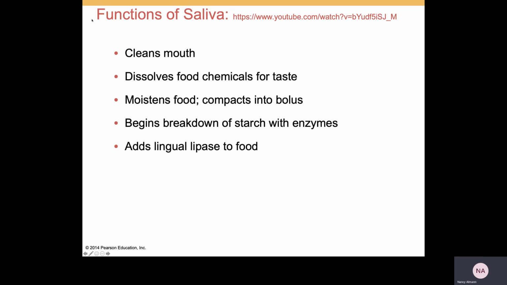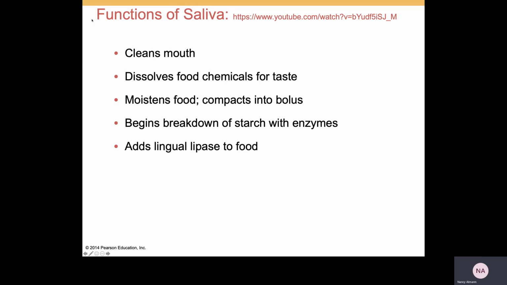What does it do? I would know this list if I were you, because one of the questions on the practical that you might get is give at least 3 functions of saliva, and you need to tell me this. It helps cleanse the mouth. Because of the components that we just discussed, it does help keep the mouth clean. It is going to dissolve food chemicals for taste. Remember, when you are trying to taste anything, you need to dissolve the food particles in order for those taste receptors to work correctly. It's going to moisten food. It's going to compact that into a bolus.